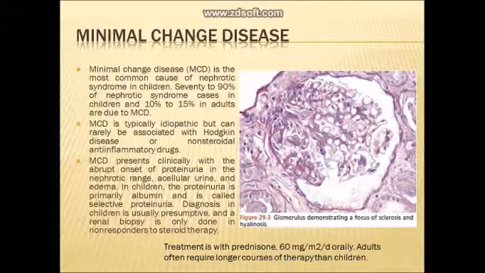MCD presents clinically with the abrupt onset of proteinuria in the nephrotic range, acellular urine, and edema. In children, the proteinuria is primarily albumin and is called selective proteinuria. Diagnosis in children is usually presumptive, and a renal biopsy is only done in non-responders to steroid therapy. Treatment is with prednisone 60 mg. Adults often require longer courses of therapy than children.